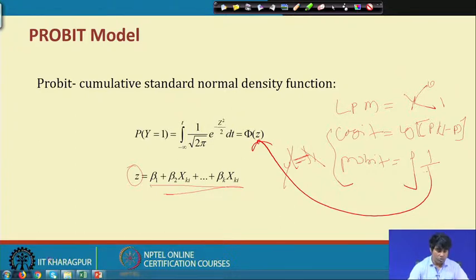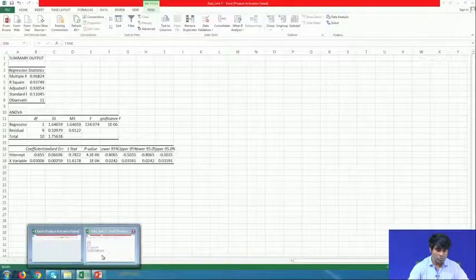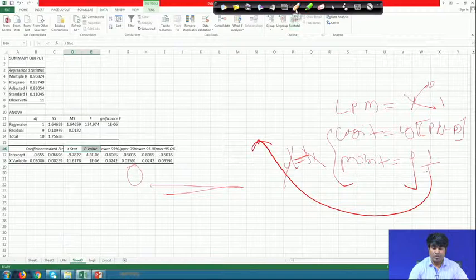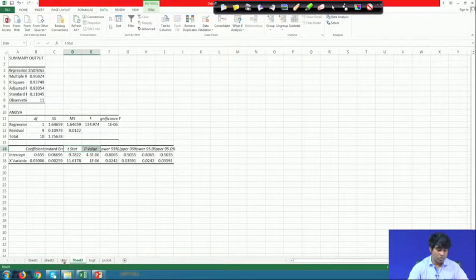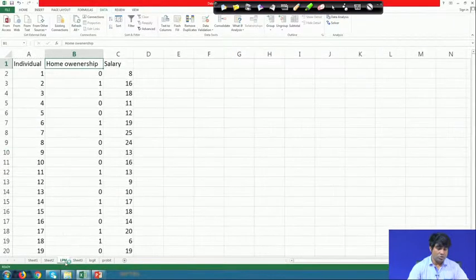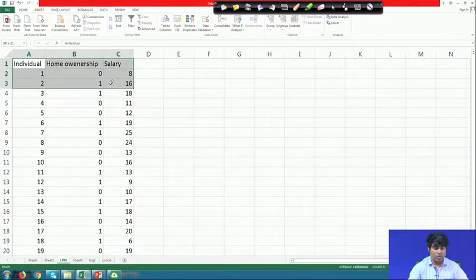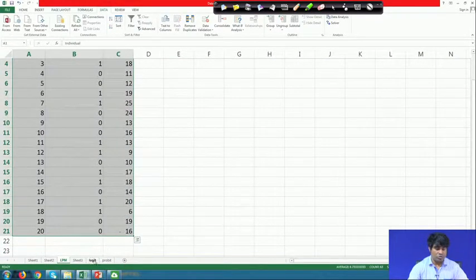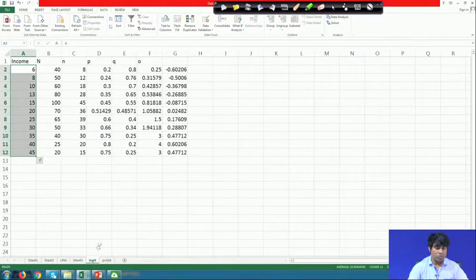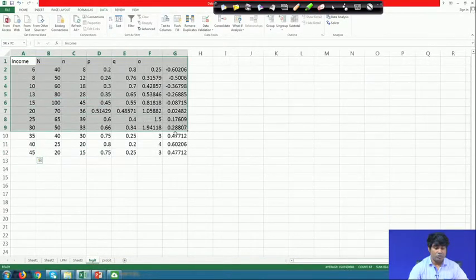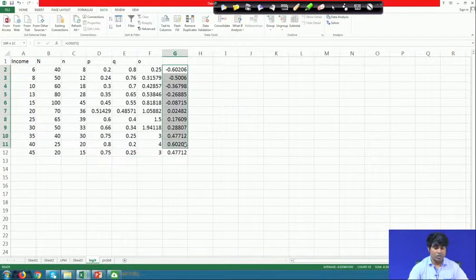So what can we do? Let us take the examples, the similar examples that we discussed earlier. If you solve these same problems, this is the linear probability case, people having a house and the salary structure, through the linear probability model. This was the final sampling which you can use for the estimation. And if you go to the logit model, this is the data structure which you follow finally to estimate the models. This is the final transformed data with the independent variables.